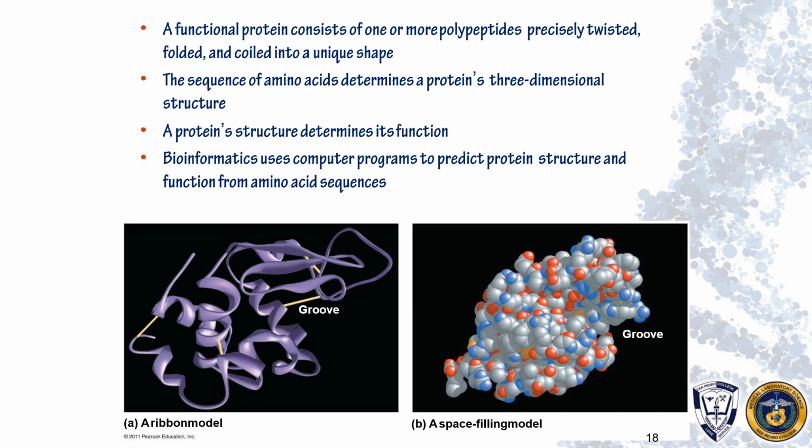As it keeps on binding, it is also folding, no? A functional protein consists of one or more polypeptides precisely twisted, folded, or coiled into a unique shape. The sequence of amino acids determines a protein's 3D structure, and the protein's structure determines its function. With this, bioinformatics uses computer programs to predict protein structure and function from amino acid sequences.